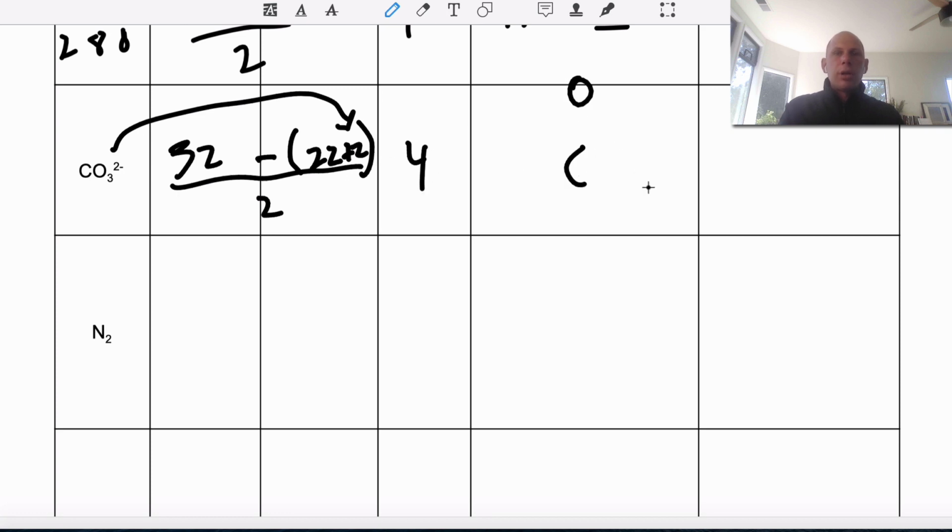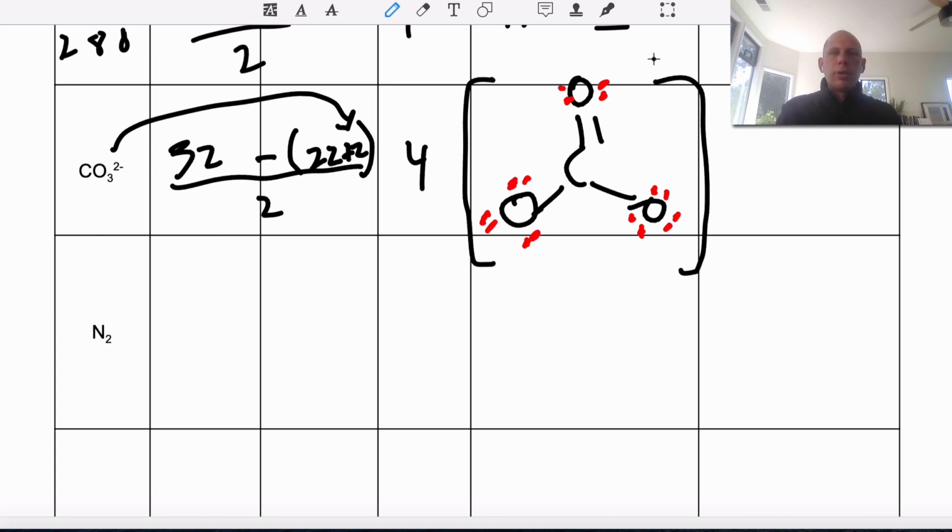So carbon in the middle, O, O, O. 1, 2, 3, 4. This time I ended up with a double bond up there. Remember, that's okay. So is carbon good? 2, 4, 6, 8. Yep. Is this oxygen good? Nope. 2, 4, 6, 2, 4, 6, 2, 4, 6. I'm sorry, that should have been 8. Okay, so am I done? No, I'm not. I got to put these in parentheses.